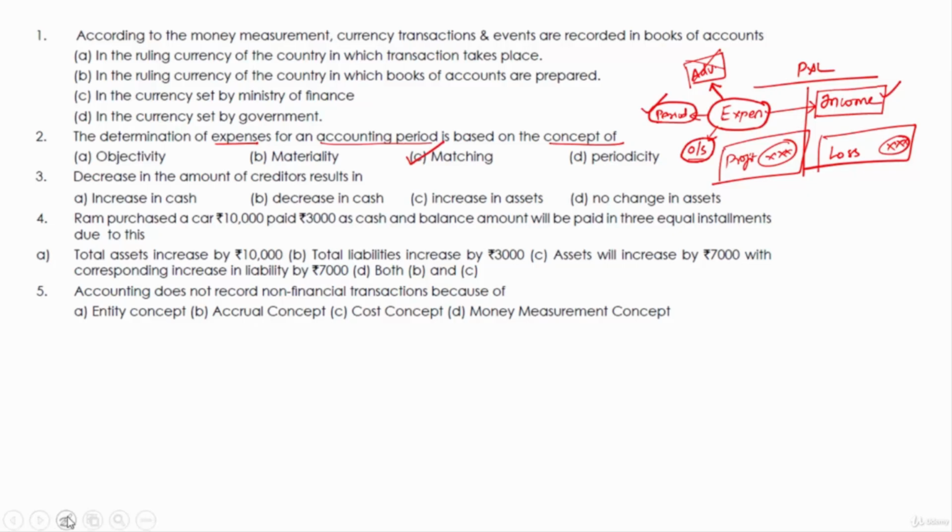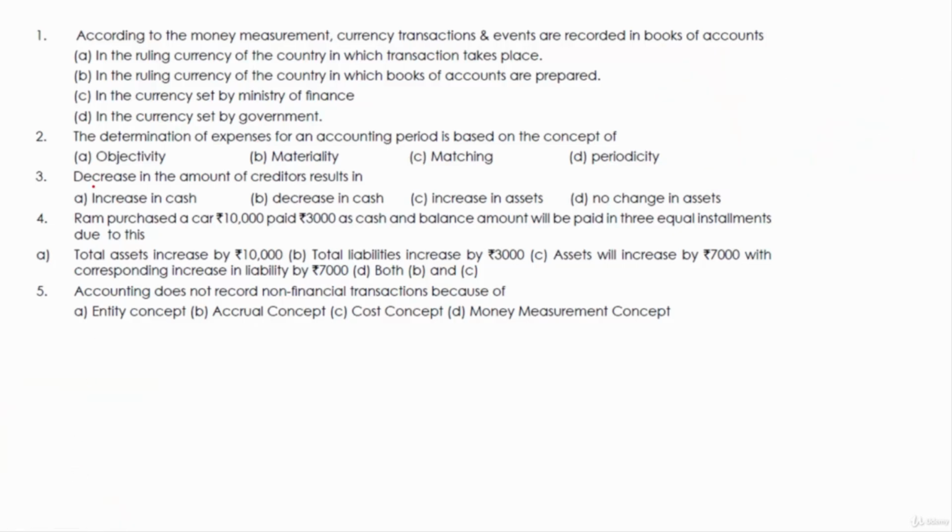Answer C. Third question. A decrease in the amount of creditors will result in, you have four choices: increase in cash, decrease in cash, increase in asset, no change in asset. Look at this balance sheet. You have creditors. Let's say creditors is 100. That creditors is coming down to, let's say, 80.